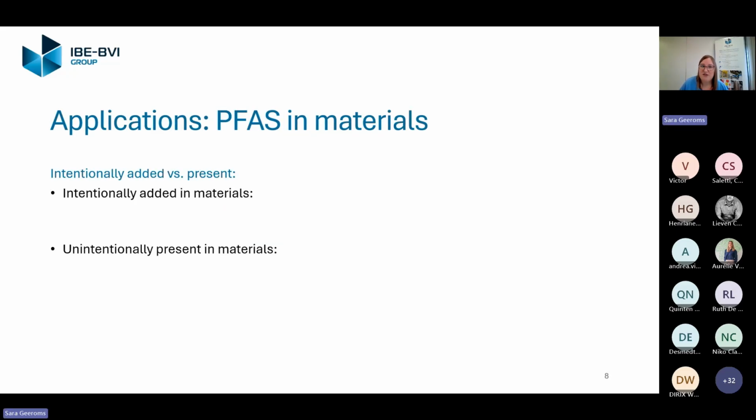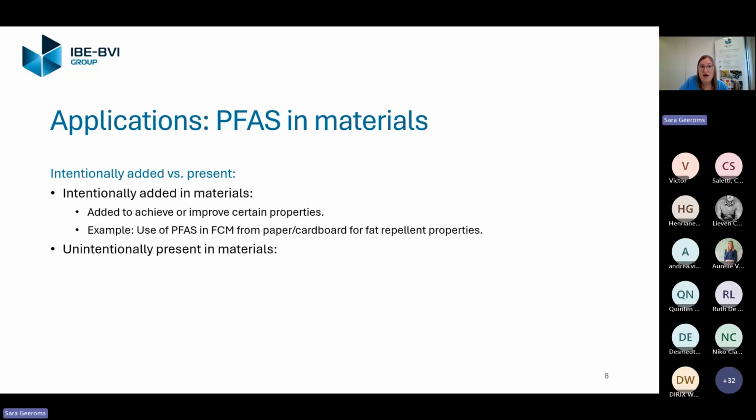When we discuss the application of PFAS in materials, we should make a distinction between the intentionally added and the presence of PFAS. The intentionally added PFAS are added on purpose to achieve or improve certain properties. When we look at cardboard, for instance, we see that PFAS can be used to give the paper fat repellent properties. But it can also be unintentionally added or present, sorry.